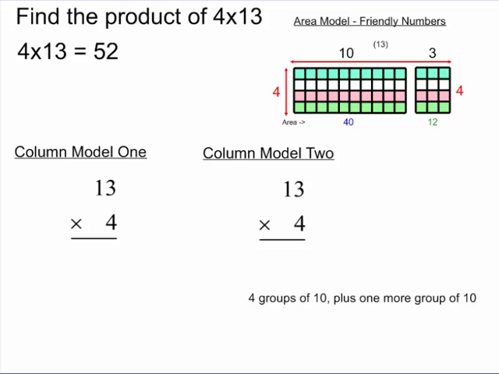So here's our 4 times 13 again. Just a reminder, I can break the 13 up into a 10 and a 3, and I have two areas, a 40 and a 12. So those two groups come together to give me my total of 52.